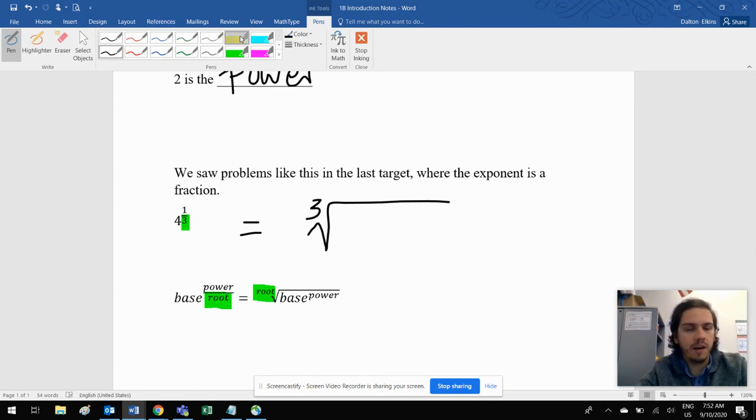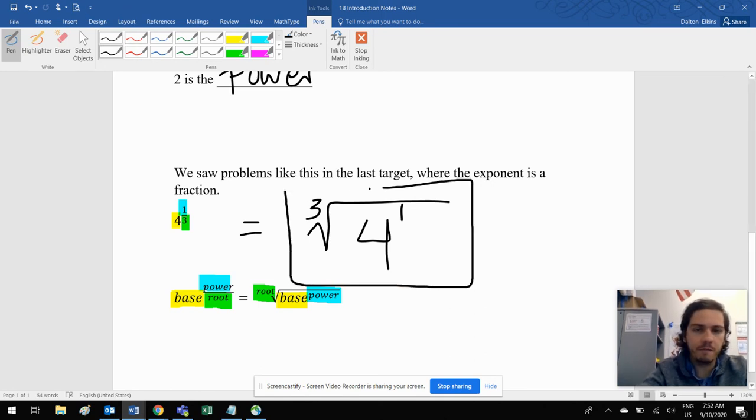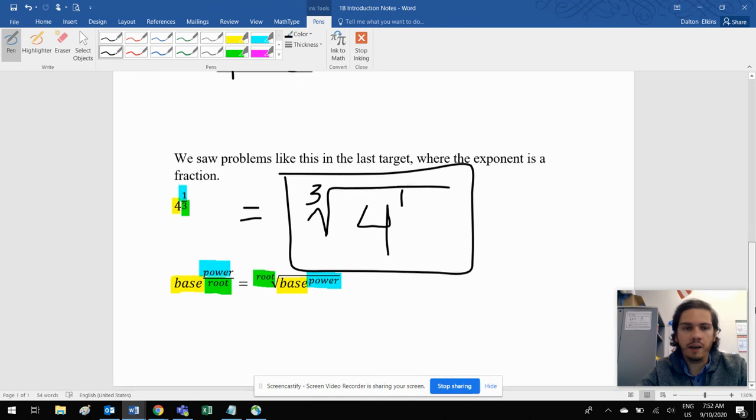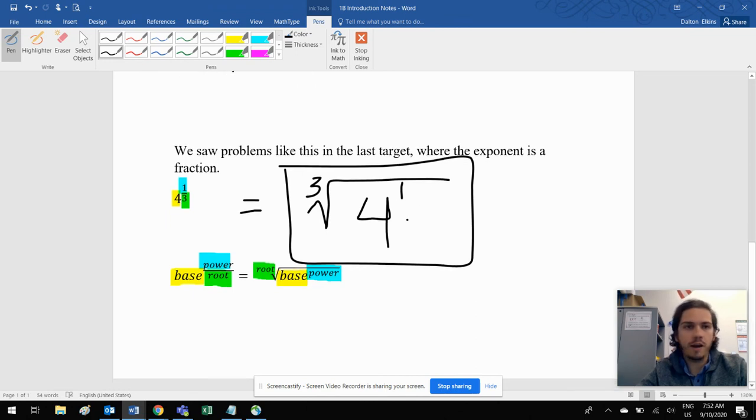The next thing that I want to find is the base. And the base is the bigger piece. It's kind of like the most important one. That's right there. And I'm going to put that right underneath this square root. The last thing that we have is the power. Power is the numerator of the fraction. And we're going to raise the base to that power. And that power here for this example is 1. So that's how we would rewrite a rational exponent using radicals and roots.